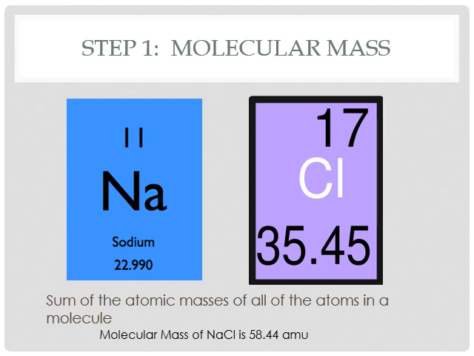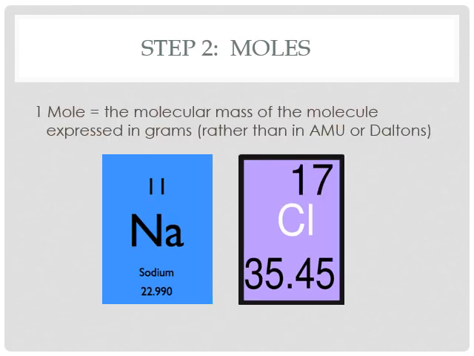All right, so that's step 1: figure out the molecular mass, 58.44 AMU. Now we need to convert that to moles. 1 mole is simply the molecular mass of the molecule expressed in grams. So if 1 molecule of salt weighs 58.44 AMU, 1 mole of salt weighs 58.44 grams. Does that make sense? The mole is just the molecular mass expressed as grams. So if the molecular mass of sugar is 180 AMU, 1 mole of that sugar would weigh 180 grams. So we have 2 completely different masses for the same number of molecules.